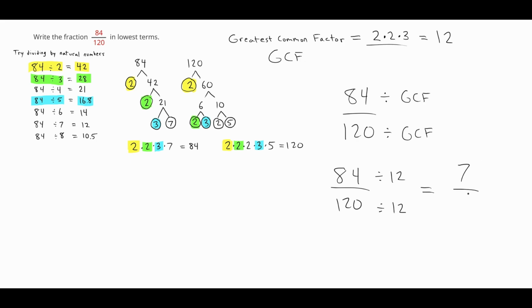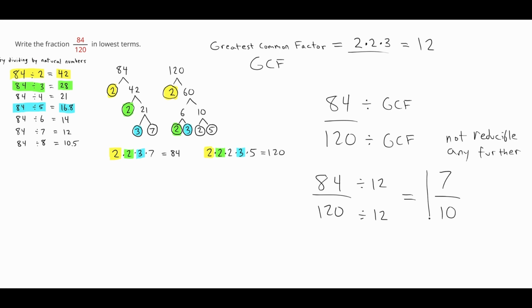We're going to get 7 on top and 10 on bottom. Because we divided by the greatest common factor, this fraction in the end will not be further reducible. And it is the final answer to the question.